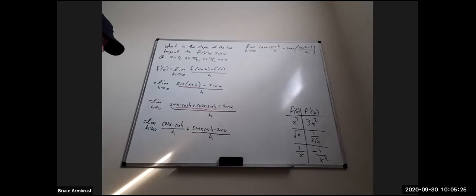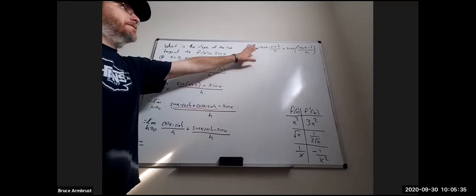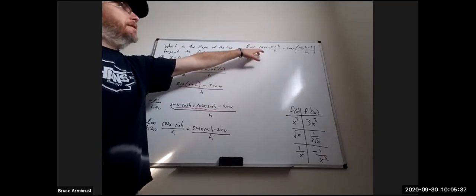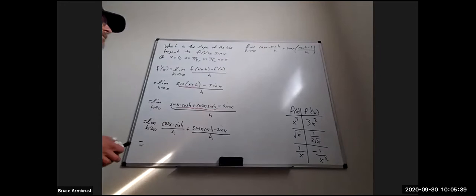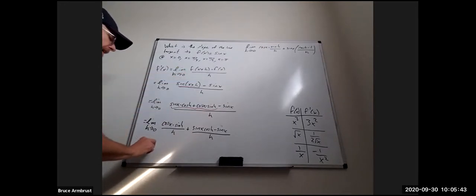So now, it turns out we can evaluate that limit. Remember, we're only looking at the pieces with h. That's the only part that actually matters in terms of evaluating the limit. So I'm going to have cosine of x. That's constant with respect to h. It doesn't change.